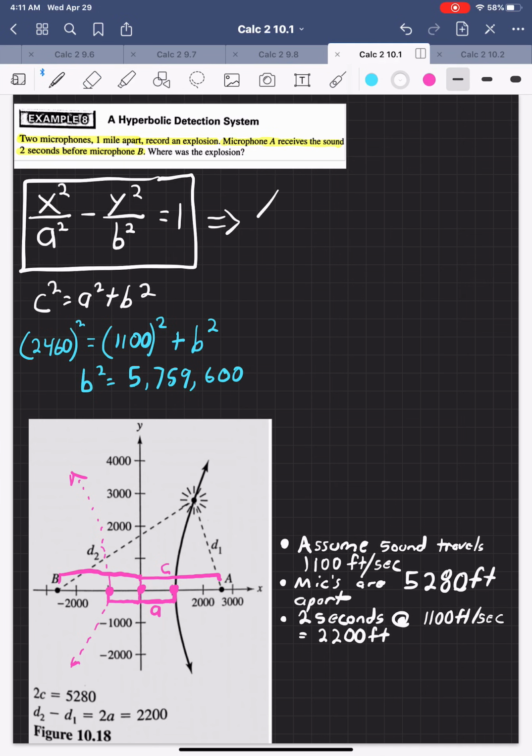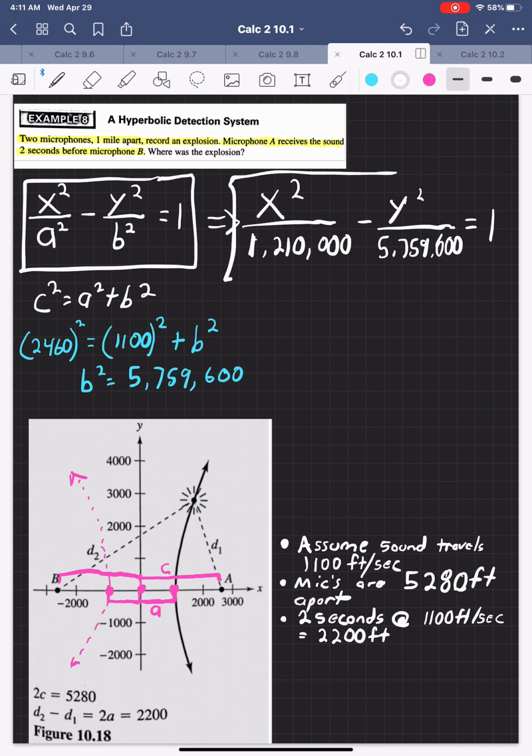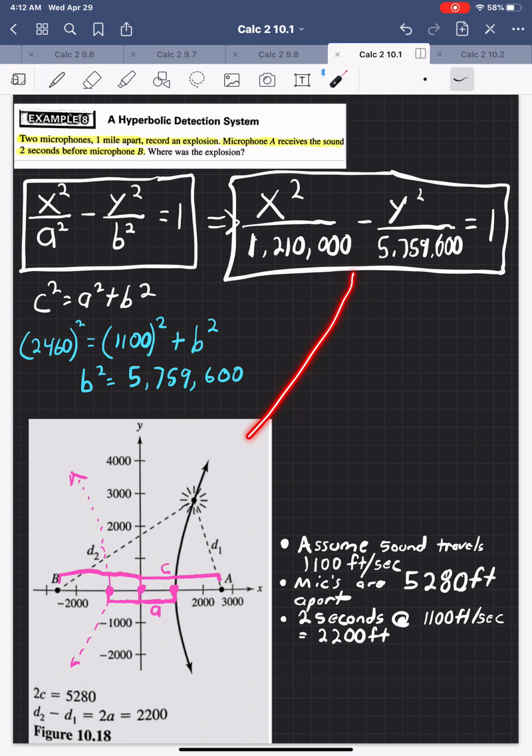So, all right. So X squared over 1,210,000 minus Y squared over 5,759,600. And that equals 1. All right, so that is the equation of the hyperbola that models this explosion. We know that the right branch is the only one. So if you graph it, this is the graph that you're seeing here, okay? The right branch is the only one we care about.